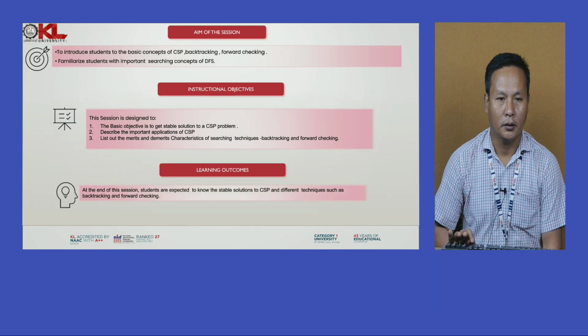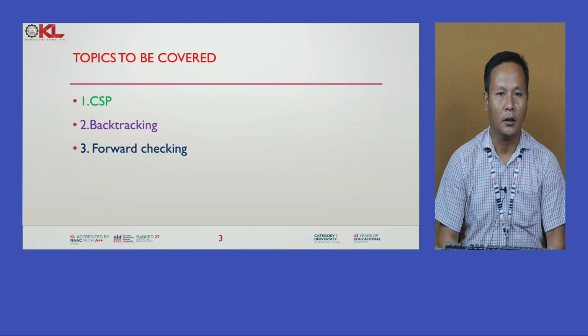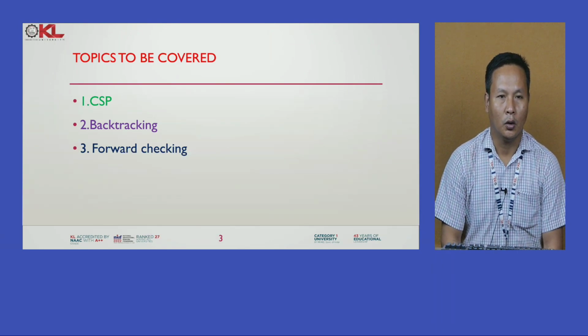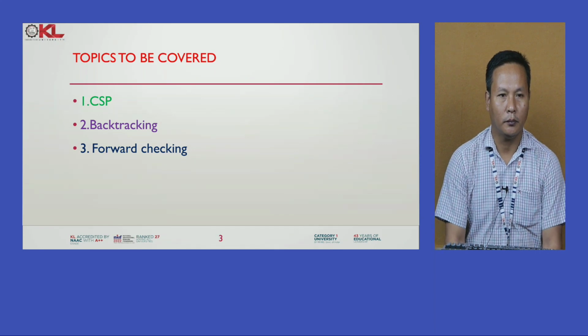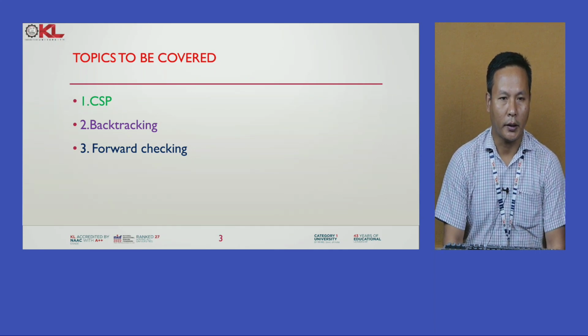After learning, the student will understand the concept of constraint satisfaction problems and its different techniques, backtracking and forward checking. The topics to be covered in this presentation are: first, constraint satisfaction problem; second, backtracking; third, forward checking. All these three concepts will be discussed in this presentation.